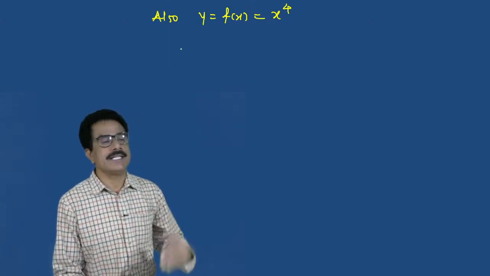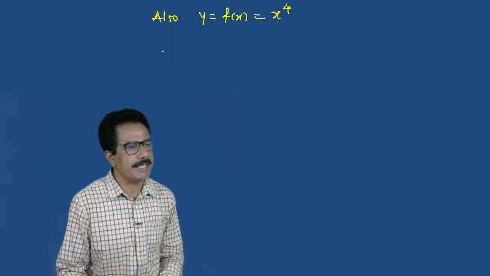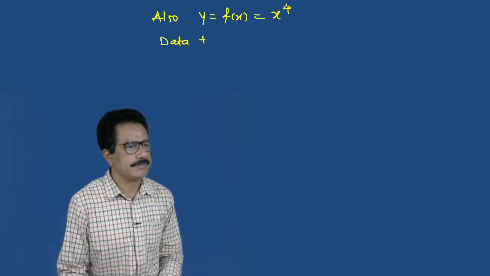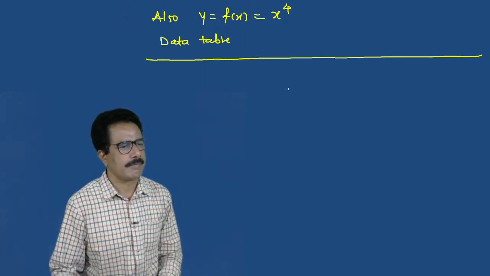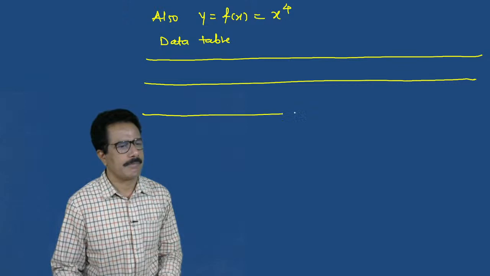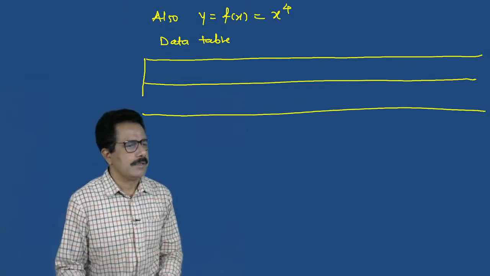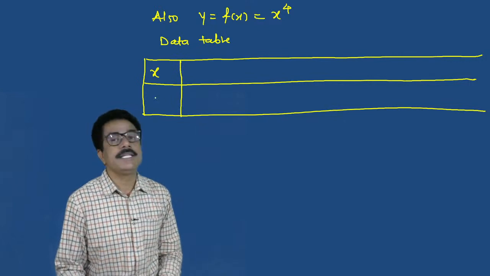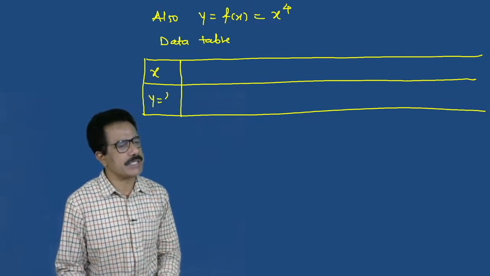Now we can construct the table. आता आपण table construct करू. So the data table: these are the values of x, these are the values of y is equal to f of x.